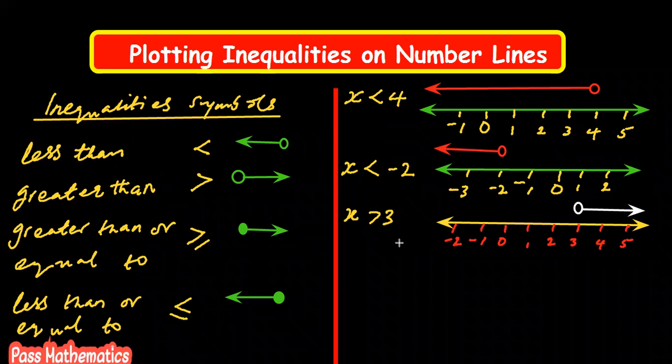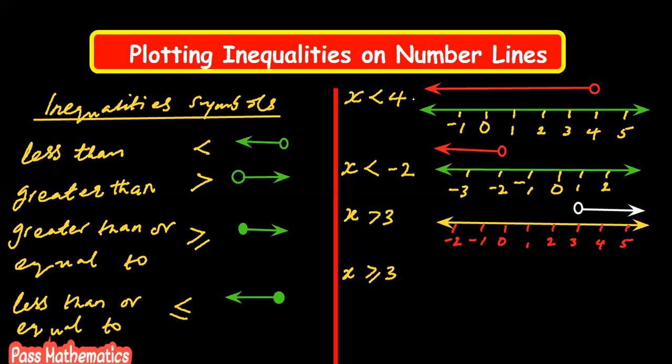So let's take an example to illustrate that quickly. So let's say we have x is greater than 3, right? Or equal to 3. X is greater than 3 or equal to 3. So it's going to be like this.